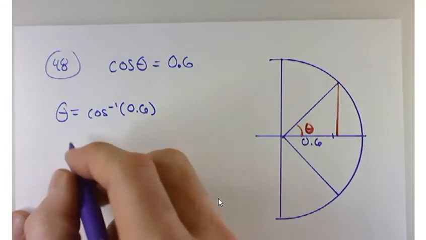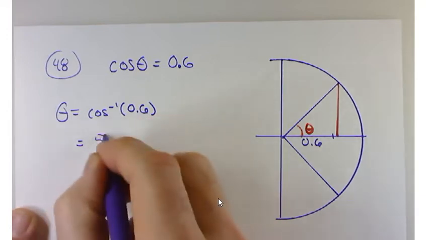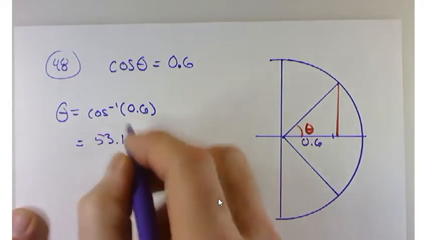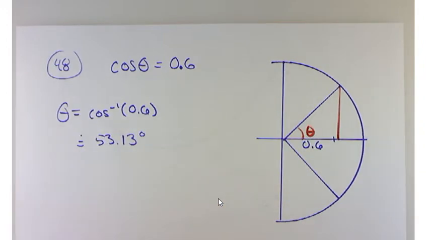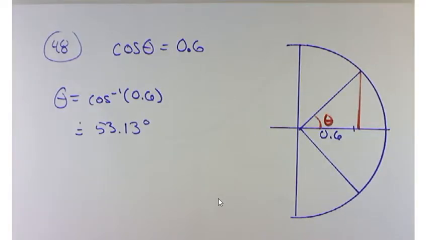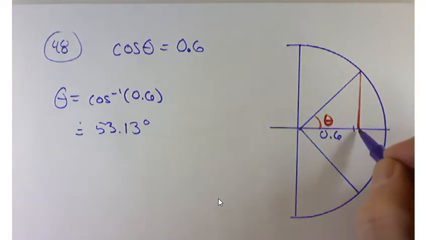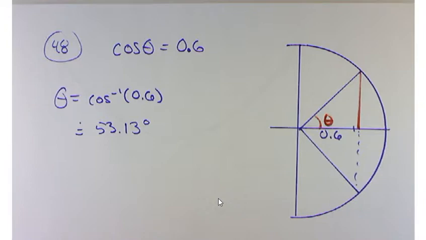If you did this off your calculator, you'd get, what? Is it 53.13? About 53.13 degrees. Great. But keep in mind, there's another one. There's another angle, except this one is down here in the fourth quadrant. Both of those angles are going to have that y-coordinate, or excuse me, that x-coordinate.